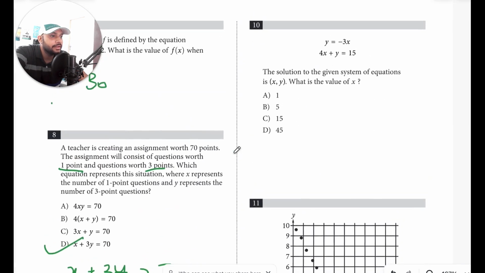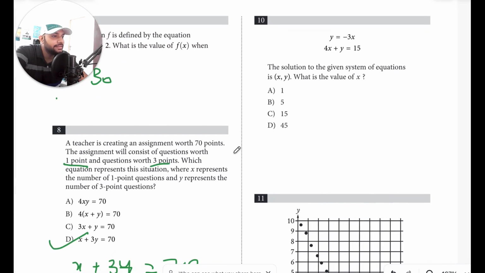Question 10. y is equal to negative 3x. 4x plus y is 15. The solution to the given system of equations is x comma y. What is the value of x? y is negative 3x. Place it here in the second equation. 4x minus 3x is x. x is 15.